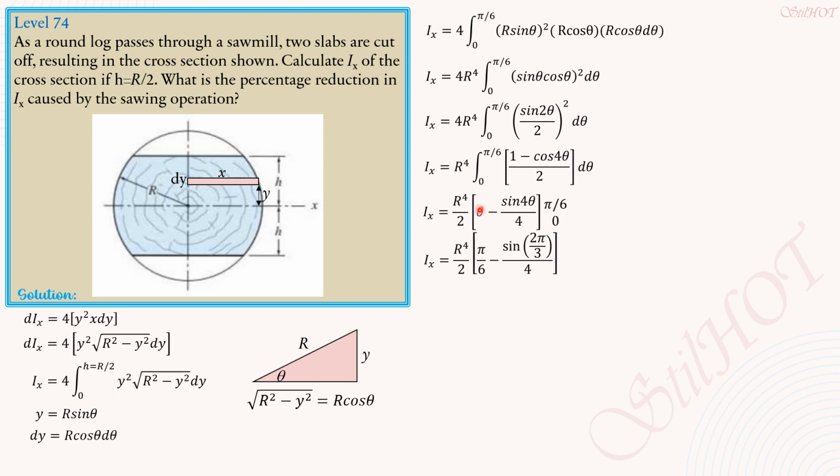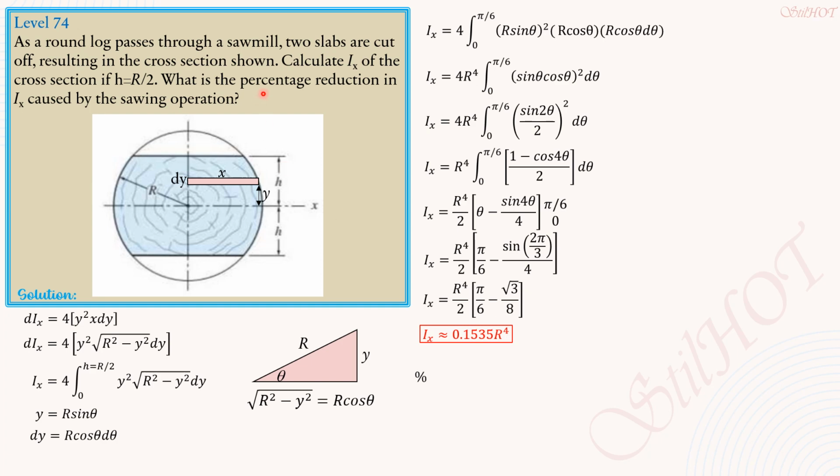For the lower limit, it is 0. Sine of 0 is also 0, so don't mind. So Ix equals r to the fourth over 2 quantity pi over 6 minus square root of 3 over 8, which, expressed in decimal form, is 0.1535 r to the fourth.